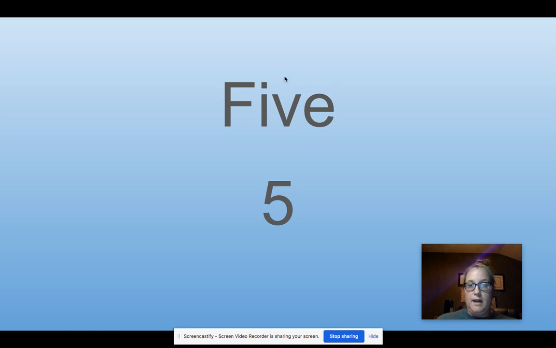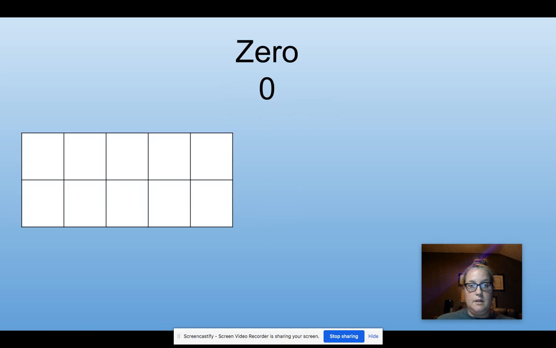So we've talked about how we can read a number. We can see it as in a word, or we can see it as a numeral or a number. We're also going to talk about how we can represent a number. So that's what we're going to look at next. So the first one we had was the number, do you remember what this one was? 0. This is the number 0.